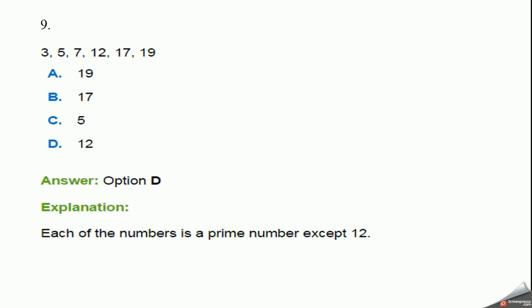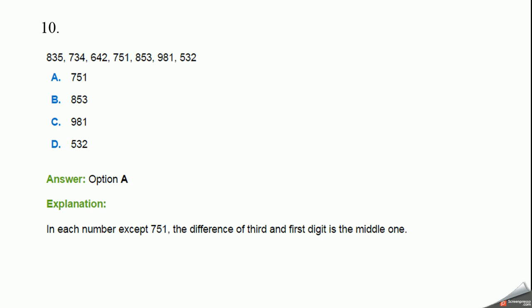Next problem: 3, 5, 7, 12, 17 and 19. When we observe, 3, 5, 7, 17 and 19 are odd numbers, but 12 is an even number, so 12 is the odd man out.